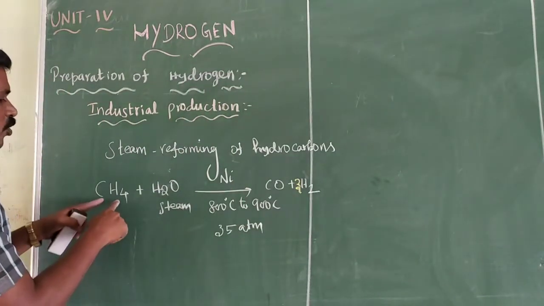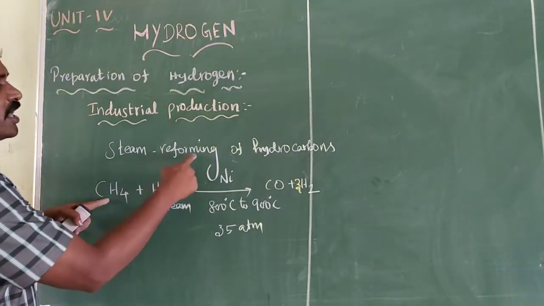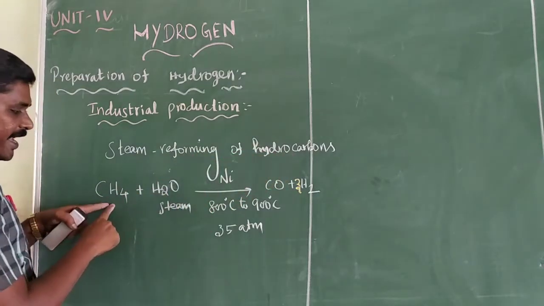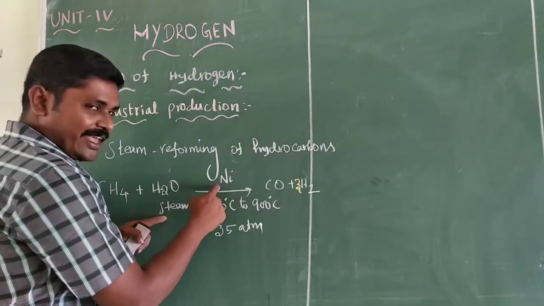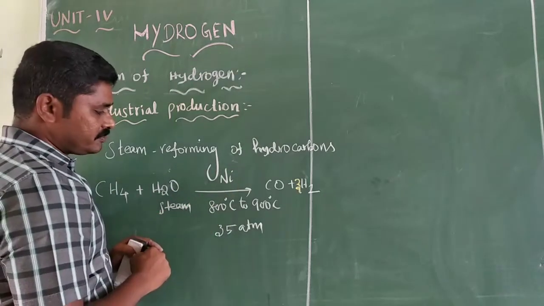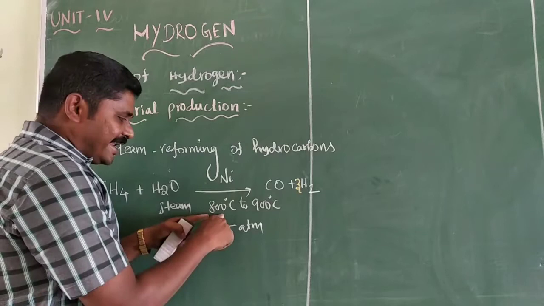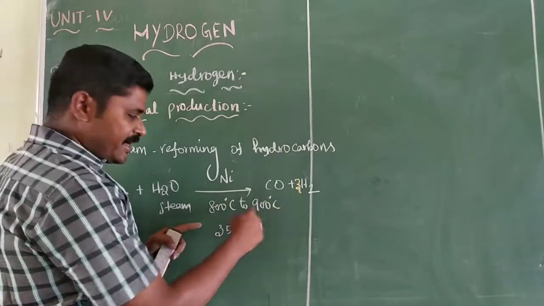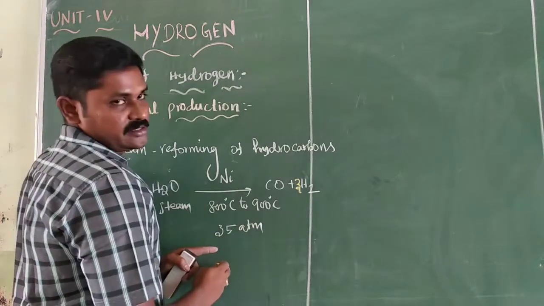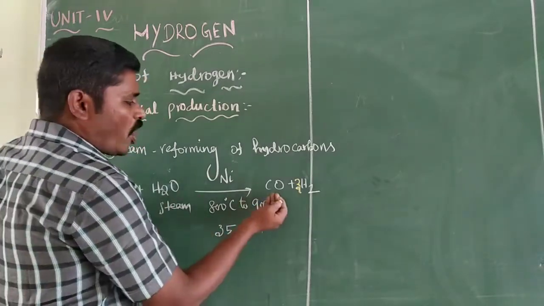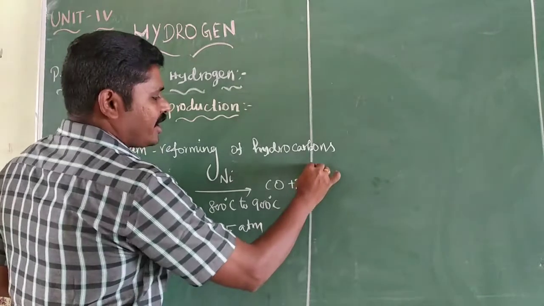So CH4, methane. Steam reforming of hydrocarbons: methane mixed with steam passed over a nickel catalyst. The temperature range is 800 degrees Celsius to 900 degrees Celsius and 35 atm pressure. Okay, so the products are carbon monoxide and hydrogen.